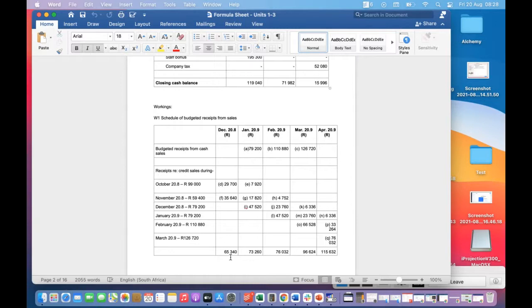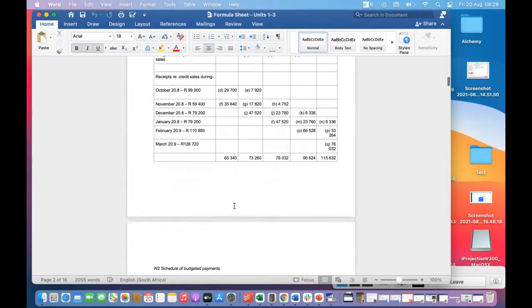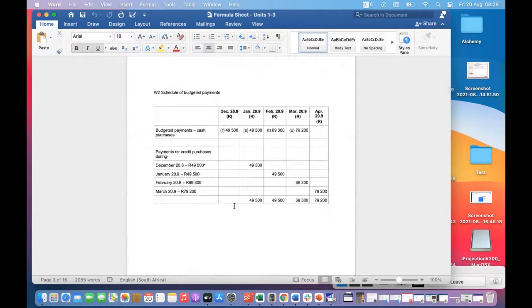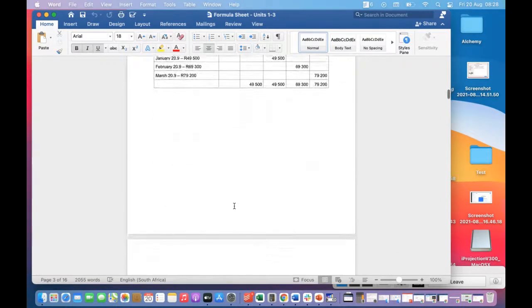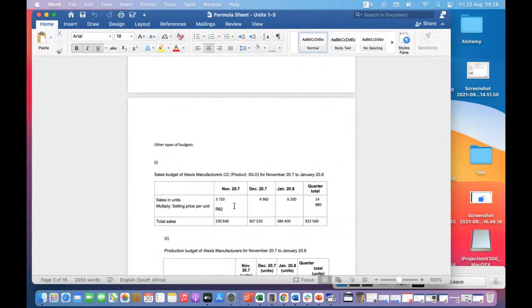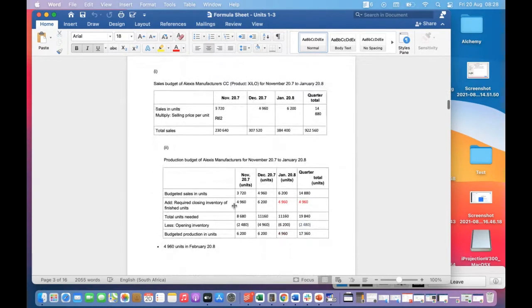The other parts are small, simple mathematics. It won't give you headaches. Like I said, the schedule of budgeted payments is the same. The only thing you're dealing with here is that you're now paying someone as opposed to us receiving the money. So that's your learning unit 1 in terms of the cash budget.